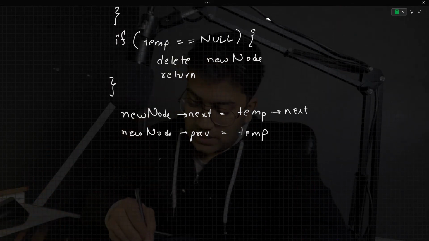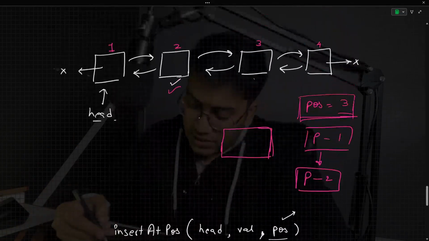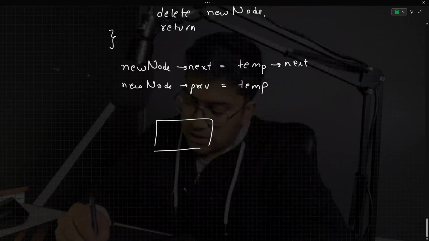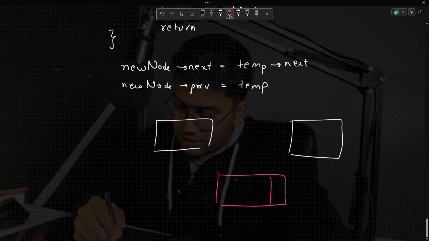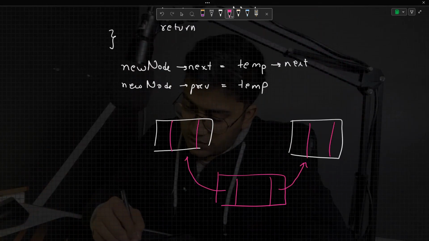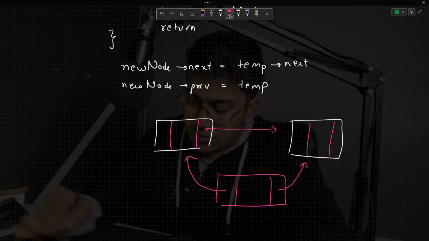Now the next thing I need to do is given this, what if, say, let me draw this again. Let's use the color pink. So what I have done is like this. The next is pointing to this node, the previous of this is pointing to this node. Now I have this node which is pointing to this node.